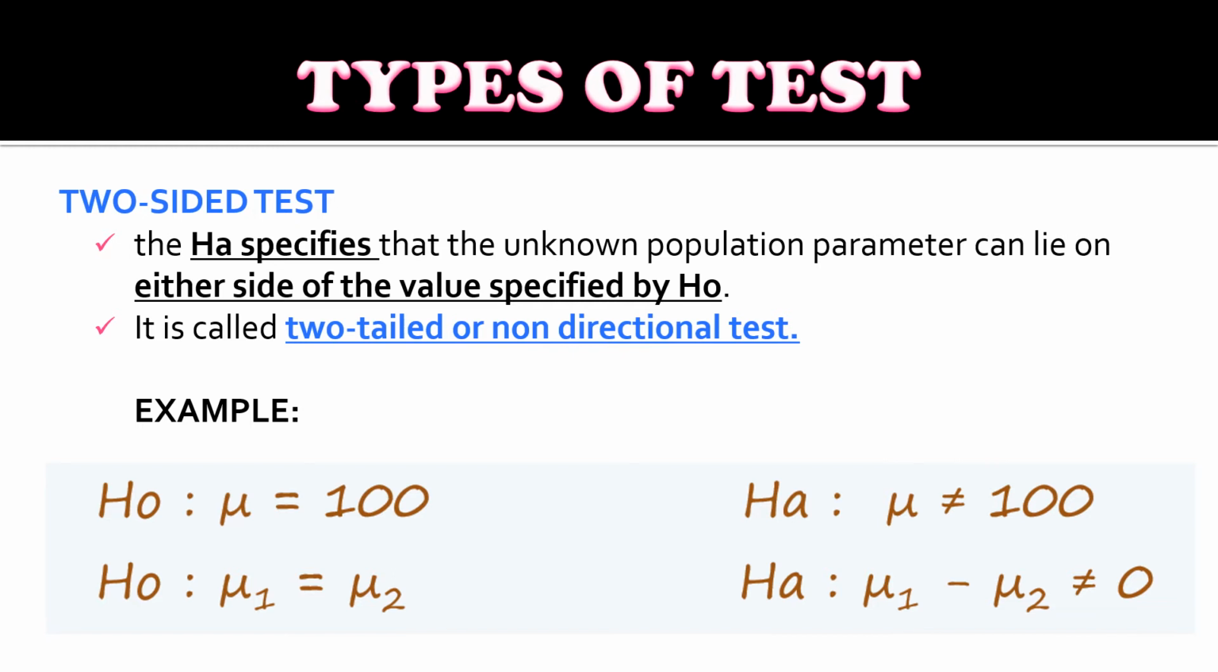For two populations, we can say that the mean of the first population is equal to the mean of the second population for the null hypothesis. And for the alternative hypothesis, we can say that the mean of the first population minus the mean of the second population is not equal to 0.